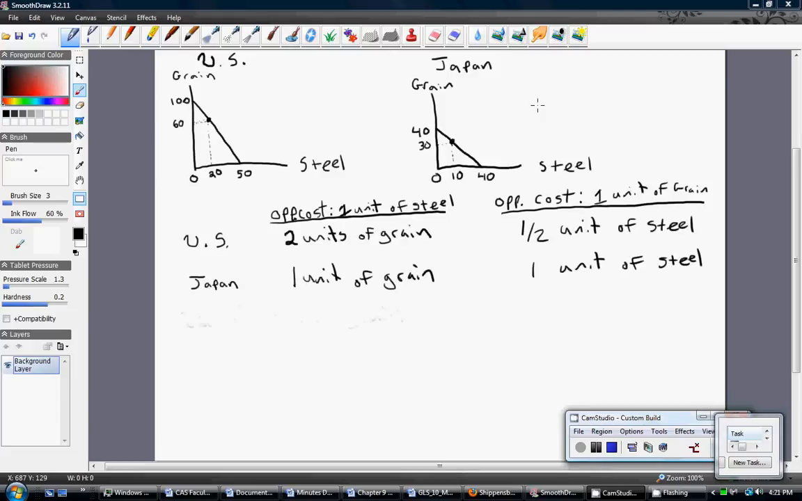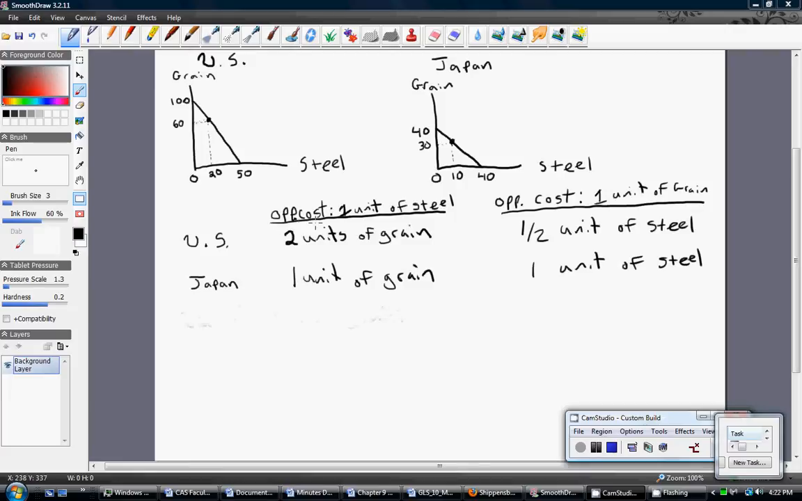Usually the first thing we want to do in these types of problems is figure out who has a comparative advantage in which good. The way to do that is to construct a simple table like I've shown here, and we're basically trying to calculate the opportunity cost of producing one more unit of something. In this case, one more unit of steel and one more unit of grain, the two goods in question.